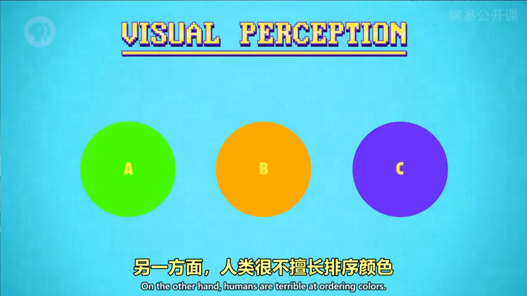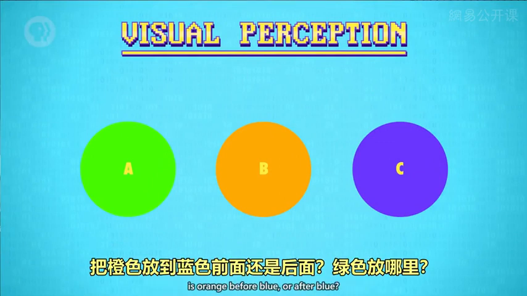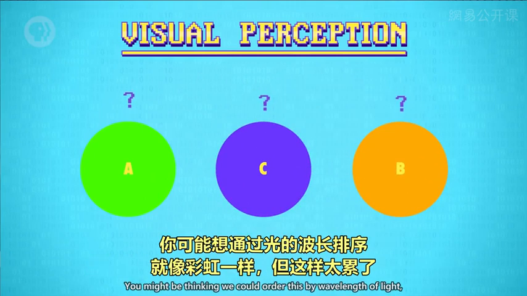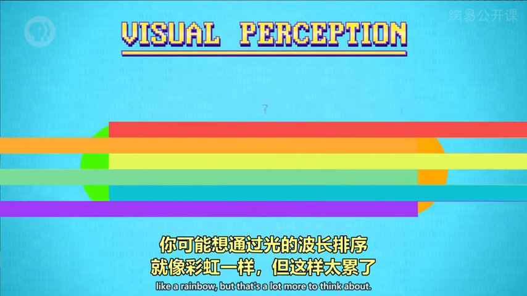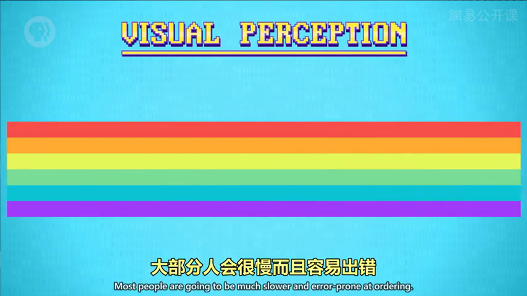On the other hand, humans are terrible at ordering colours. Here's another example for you to put in order. Is orange before blue or after blue? Where does green go? You might be thinking we could order this by wavelength of light, like a rainbow, but that's a lot more to think about. Most people are going to be much slower and error-prone at ordering.